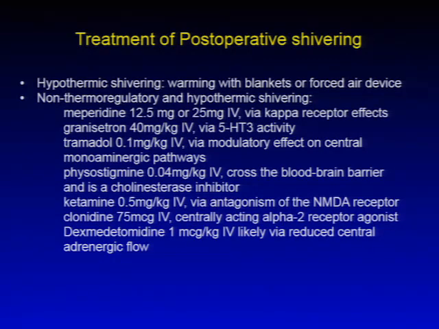For treatment, hypothermic shivering can be treated by warming blankets or a forced air device. Non-thermoregulatory and hypothermic shivering can also be treated with medications. The most effective medication is meperidine, 12.5 mg to 25 mg IV. Other medications are reported to be effective for treating this problem.